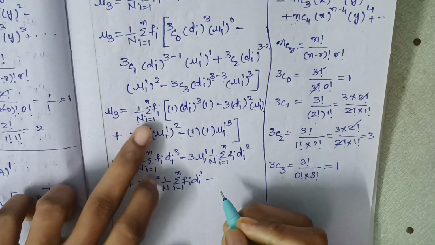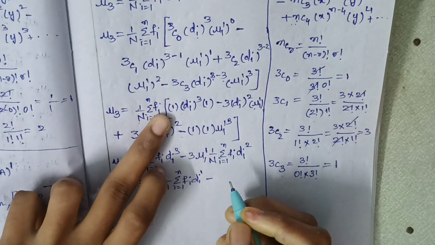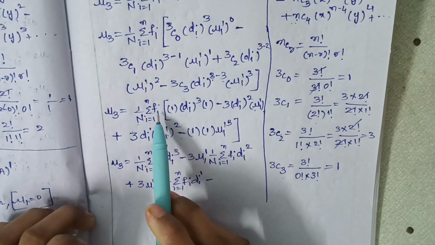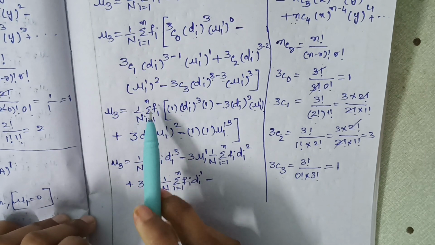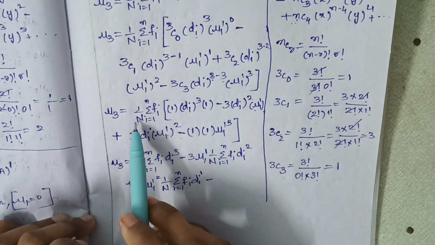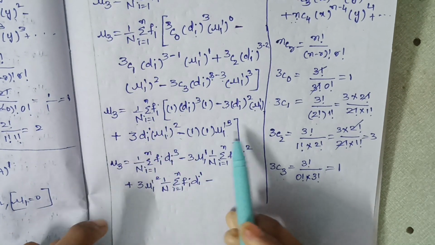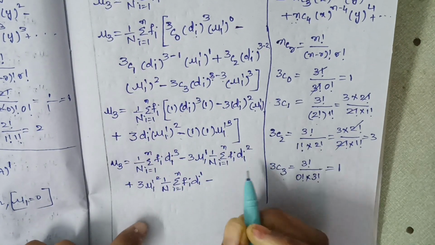And we have 1 by n summation i equals 1 to n f_i. So here summation f_i we know is capital N. So we can easily cancel capital N and capital N. So we get only 1. 1 into mu1 dash to the cube, mu1 dash to the cube.